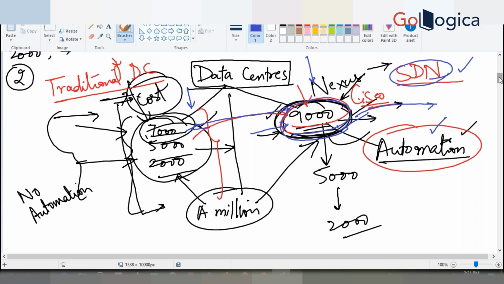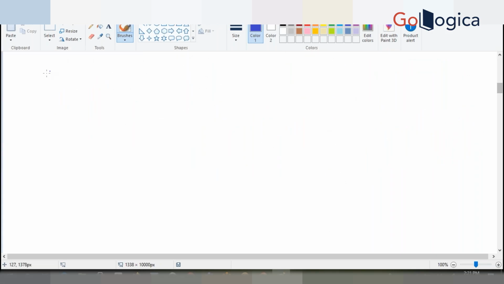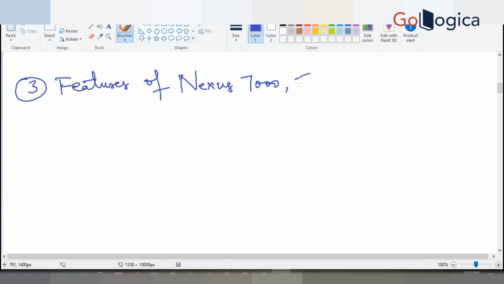Third thing, I'm going to get into the features. Features of, as of now, Nexus 7,000, because this is the traditional data center. But this is very much in use. Don't think that it's been obsoleted, because there are a lot of Cisco customers who are actually taking this 7,000, 5,000. Still they have 7,000, 5,000, 2,000.